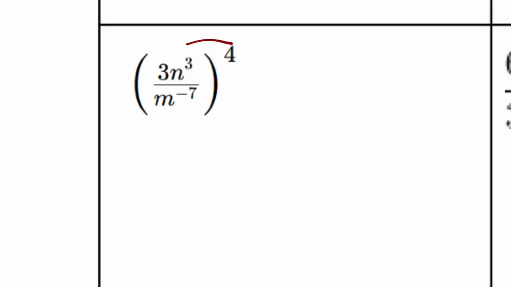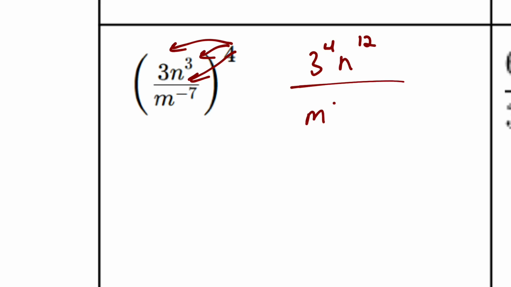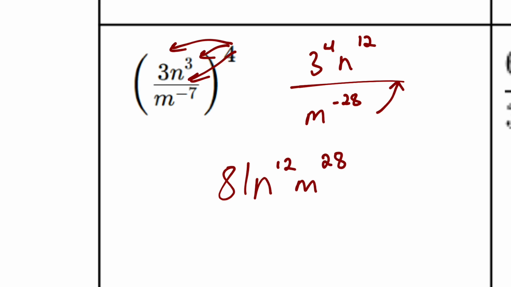Here we distribute the 4 a couple of different times. We have 3 to the 4th, n to the 12th, that's 3 times 4, m to the negative 28, that's negative 7 times 4. 3 to the 4th, I can get an answer, that's 81, n to the 12th, m to the 28th. Because to get rid of the negative, I move it to the top.